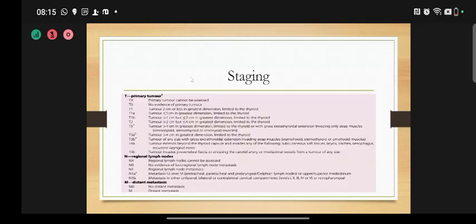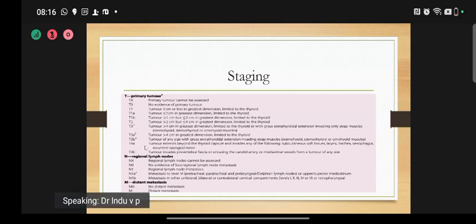likely candidates. So coming to the proper topic, staging. The staging T, N, M classification is actually similar to that of differentiated thyroid cancer. T1 means tumor that is less than or equal to 2 centimeter and limited to thyroid. T2 is more than 2 centimeter but less than 4 centimeter in greatest dimension, limited to thyroid. T3 is again divided into T3A and T3B. A means more than 4 centimeter and limited to thyroid. T3B is gross extrathyroidal extension, which is limited only to strap muscle.